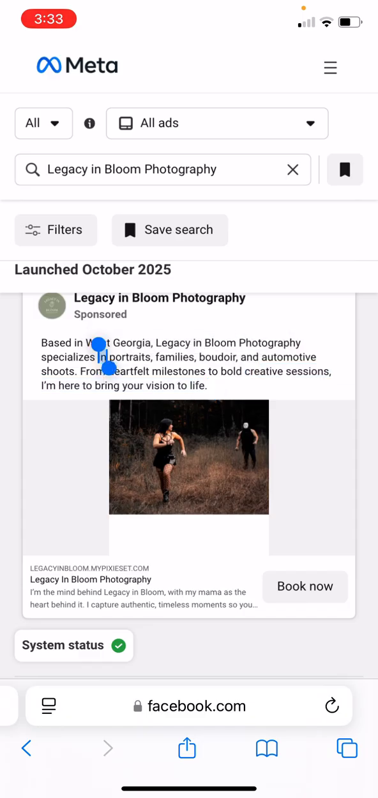Now, I'll give you half a mistake for this one because you say portraits, families, boudoir, and automotive shoots. All right. So you've got something there saying what you do. You've got half an offer. Now here's kind of a bonus thing.